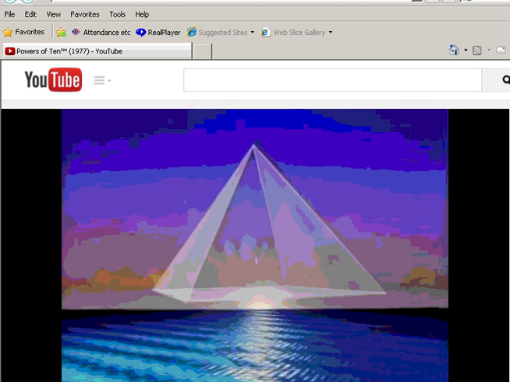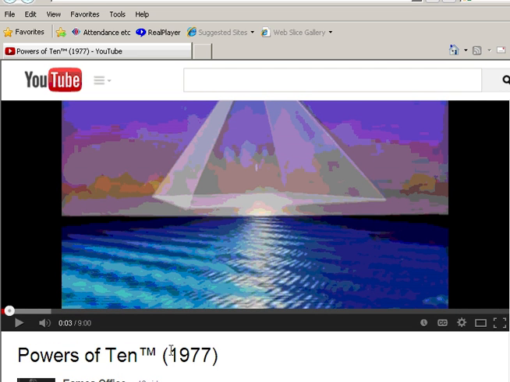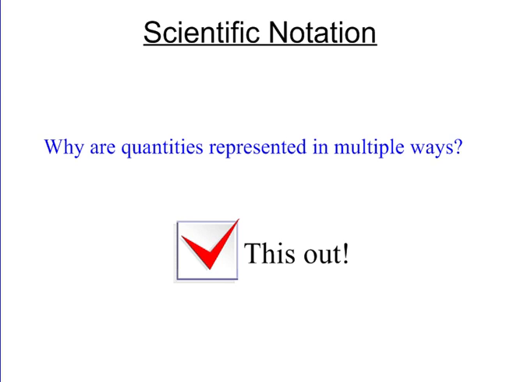It's called The Powers of 10. If you go onto YouTube and search Powers of 10, it talks about how something very large and very small, what the relationship is, and how scientific notation plays a part in it. Now, let's take a look at it on a smaller scale.